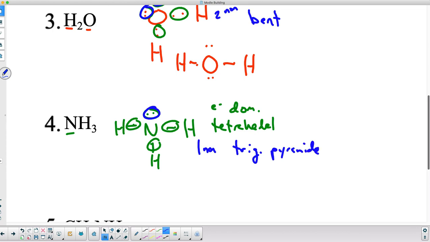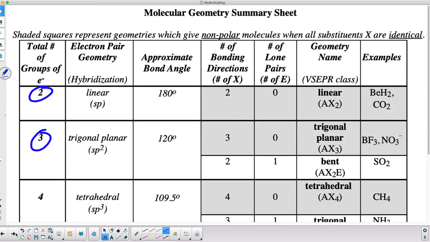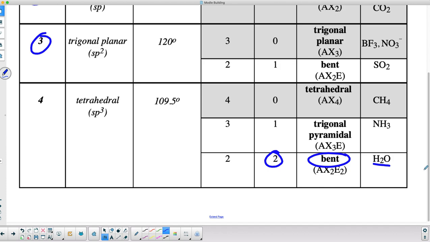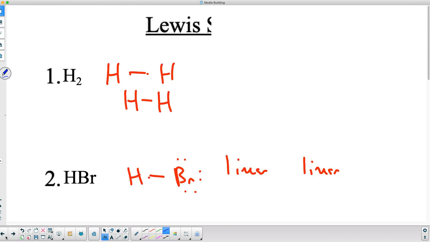Where am I getting this name from? I'm getting it from right here. So I go down to tetrahedral. When you have 4, I have 1 non-bonding, so that's trigonal pyramidal, like that. And there's NH3 as my example. So let's go back and see what else we have here.